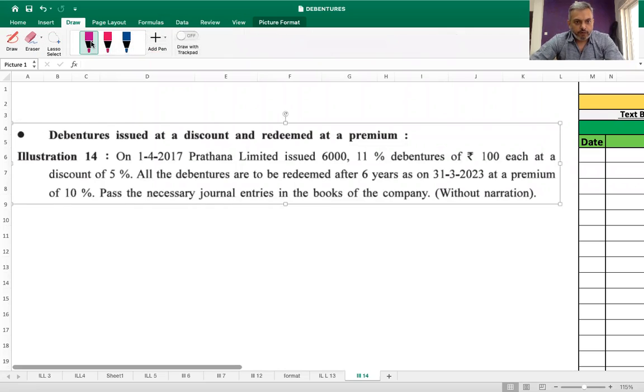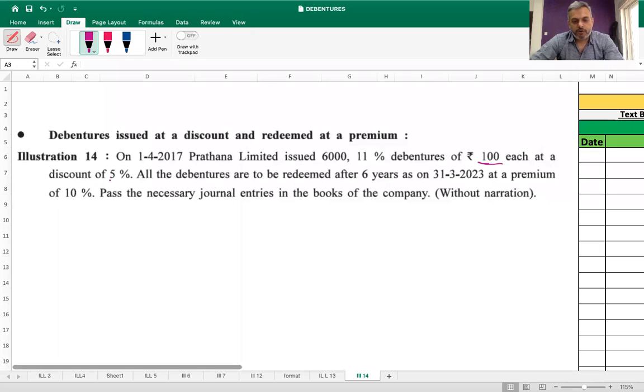On 1/4/2017, Prarthana Limited issued 6,000 11% debentures of 100 each at a discount of 5%. So please write at 95. Over here discount के पास लिख दो 95.